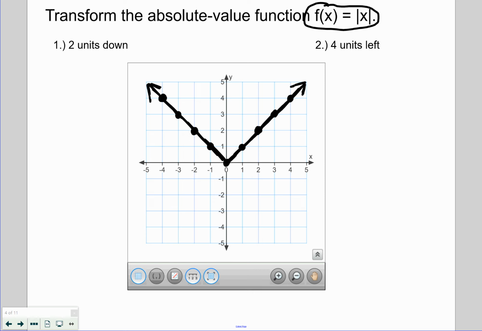Any questions on the parent function? That's what this is. The parent function.